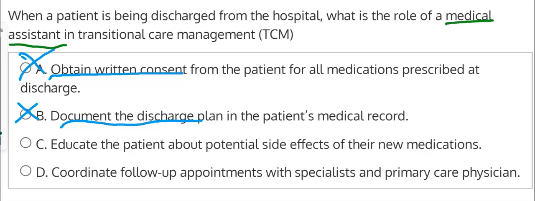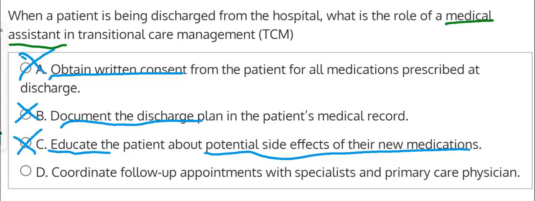Option C says educate the patient. So we see education, that usually is like a nursing type responsibility. Educate the patient about potential side effects for their new medications. And that would be something that an RN, a registered nurse, or an LPN, licensed practical nurse, or the provider themselves would be doing, educating the patient about side effects of medications. That wouldn't be the medical assistant's scope of practice. So eliminate option C here.